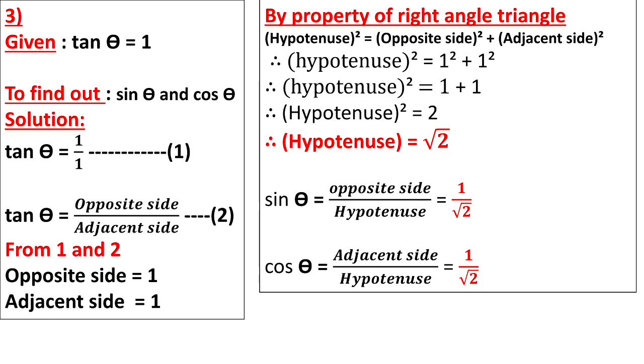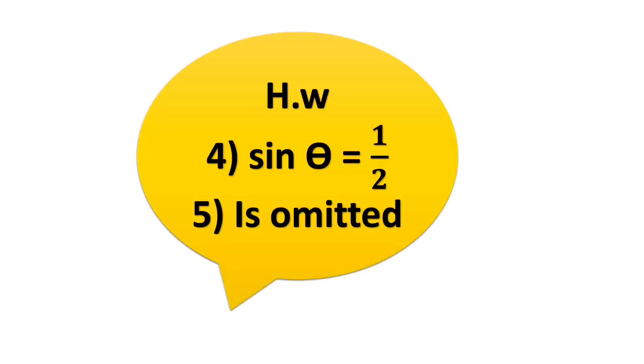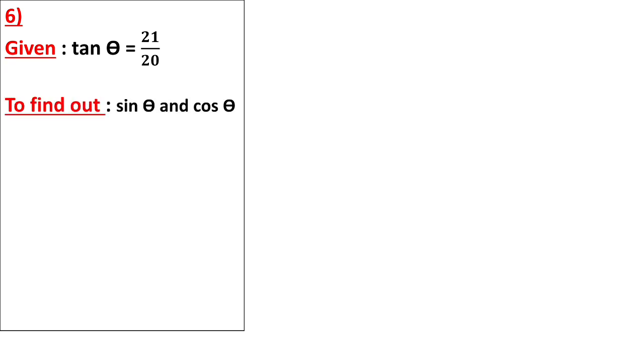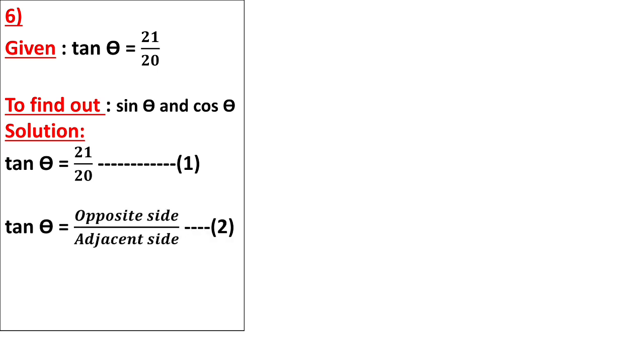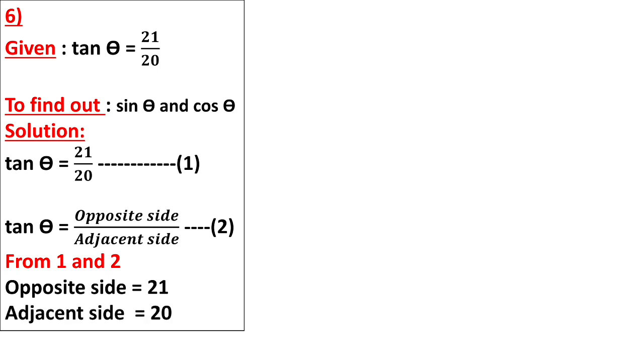Now children, question number 4 is homework for you. Question number 5 is already omitted. Question number 6. Given tan theta equal to 21 upon 20, find sin theta and cos theta. Children, solution. First of all, we write tan theta equal to 21 upon 20, equation number 1. Then write the ratio of tan theta, equation number 2. From first and second we get the opposite side is 21 and the adjacent side is 20.